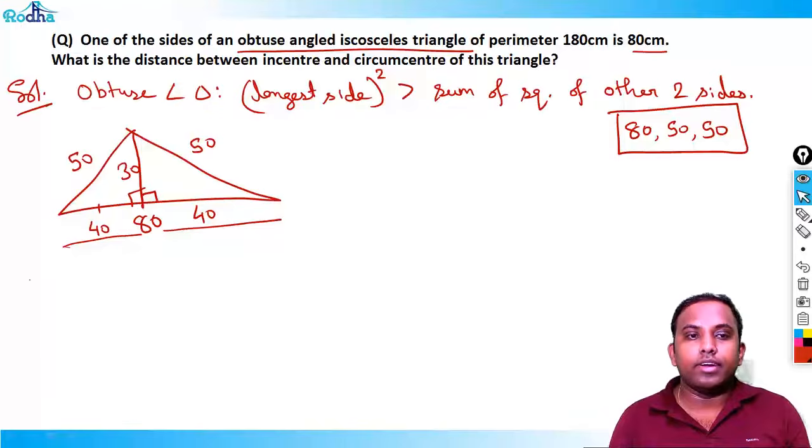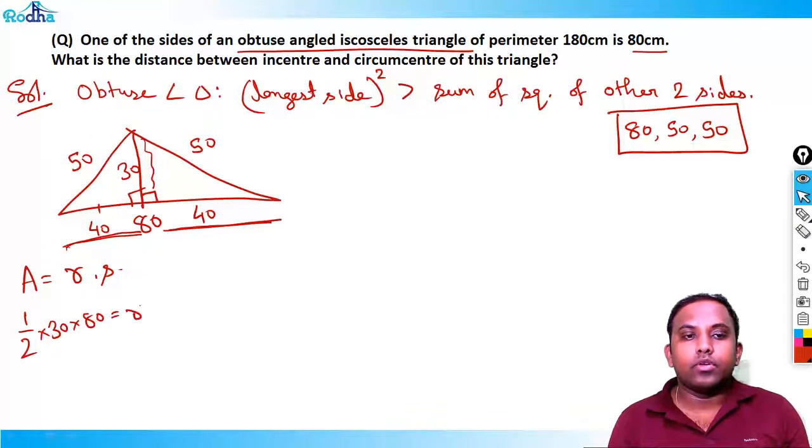For finding the incenter, area is equal to R into S, that we know. Where does the incenter of this triangle lie? Area equal to R into S. What is the area of this triangle? Half into base into height. The height here is 30, the base is the full 80. So half into 30 into 80 is equal to R into S.